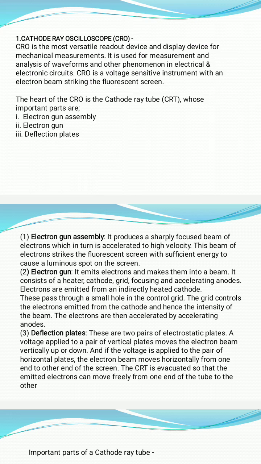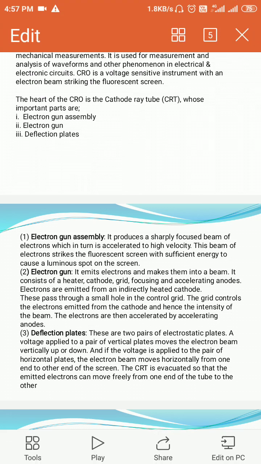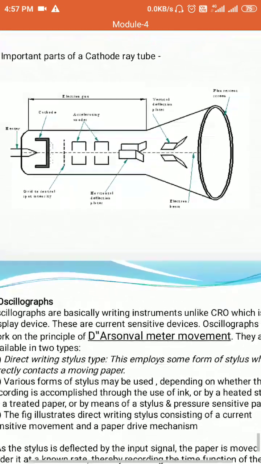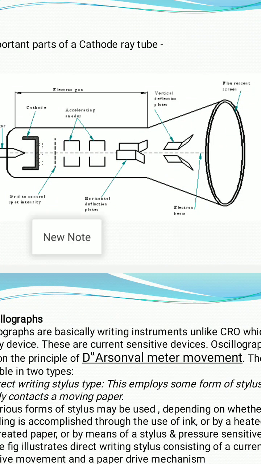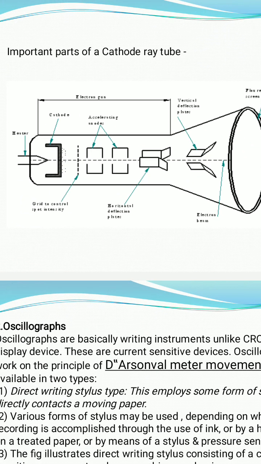As I said, the heart of the CRO is the cathode ray tube, and it has three important elements. First, electron gun assembly. Second, electron gun. Third is deflection plates. If you see the diagram of the cathode ray tube, which is the heart of the CRO, you will come to know. The first part of this cathode ray tube is the cathode filament. On the left side you see the cathode filament, the dark reverse C.